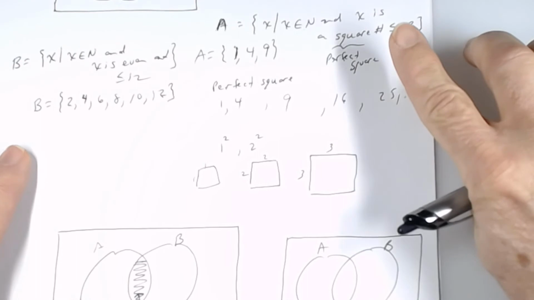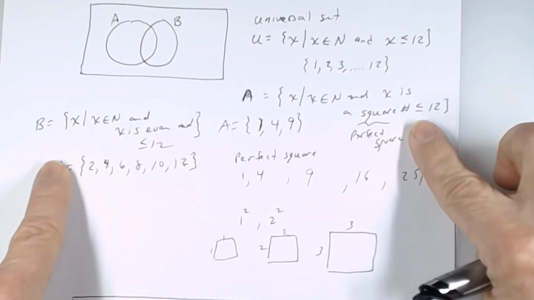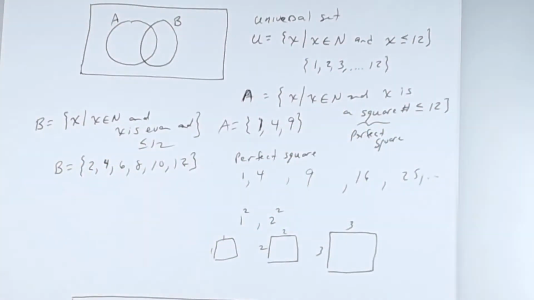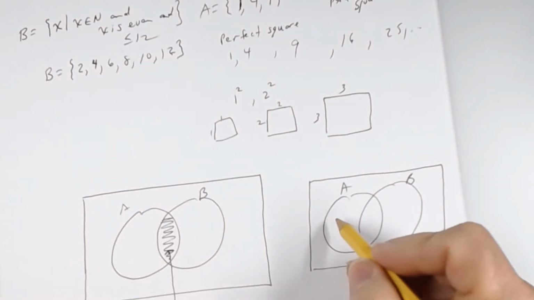Look at my roster for A and B. What should go in that shaded region? 4. 4 is the only element that set A and set B have in common. So 4 has to go here. Now listen, I'm going to put this in pencil so I can erase this, do not put 4 here.